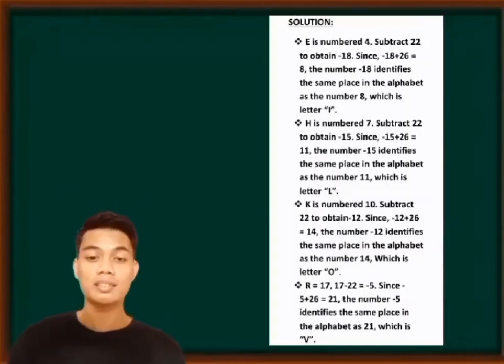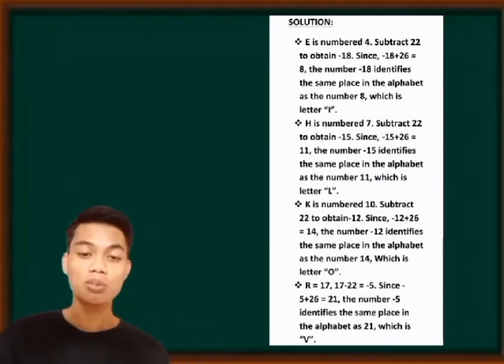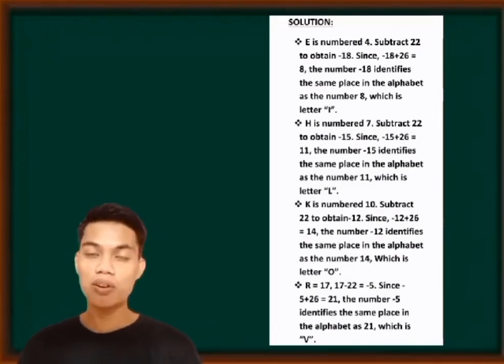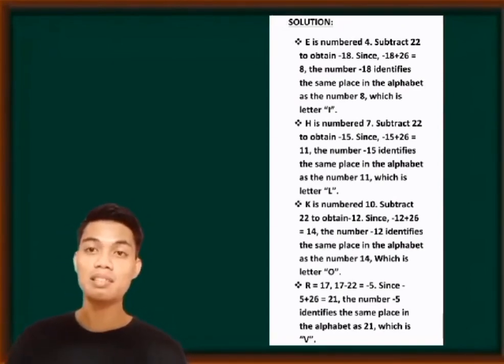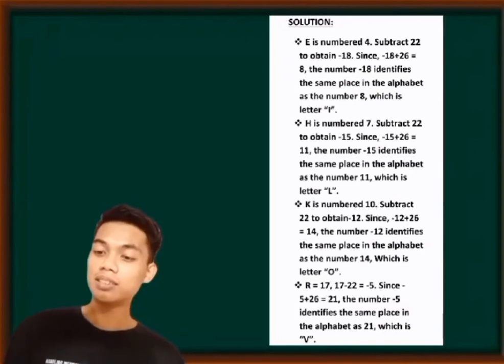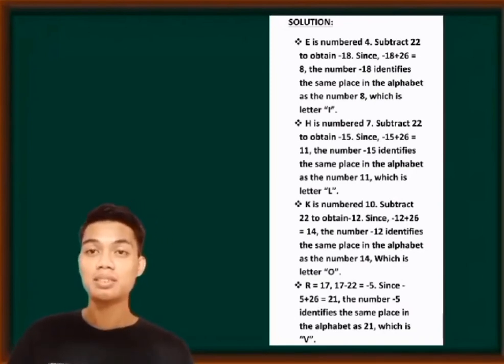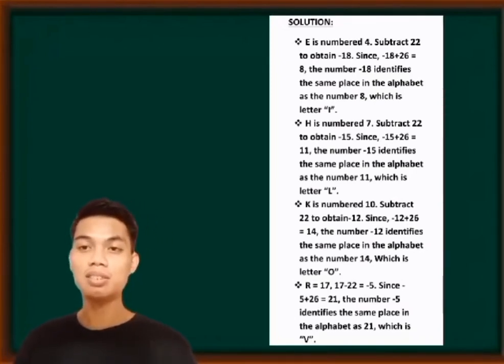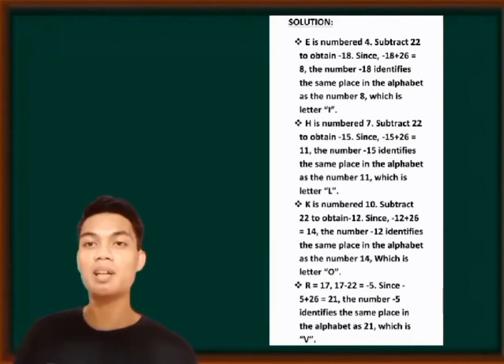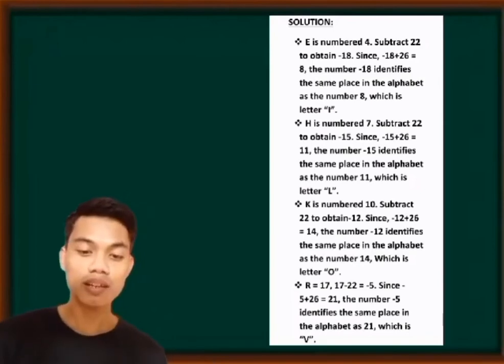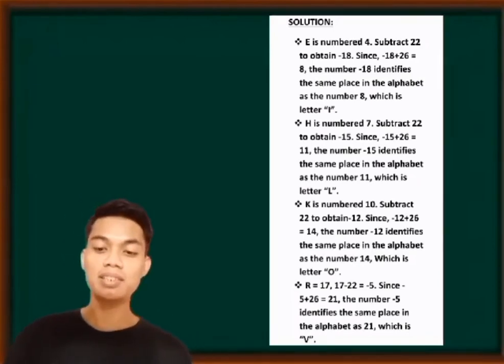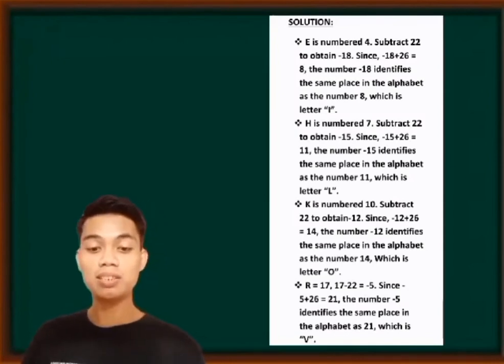In the code that was given, the first letter is E. E is numbered 4. So we subtract 22 to obtain negative 18. Since negative 18 plus 26, where 26 is the total number of letters in the alphabet, is equivalent to 8, the number negative 18 identifies the same place in the alphabet as the number 8, which is letter I.